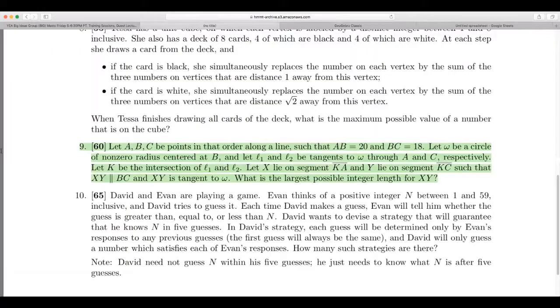Let omega be a circle of non-zero radius centered at B, and let L1 and L2 be tangents to omega through A and C respectively. Okay, let's do that. Those appear to be arbitrary. Okay, let's draw arbitrary.